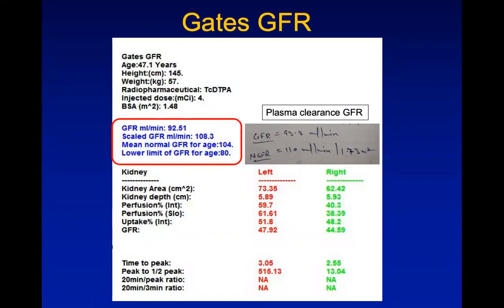In children, it will give you a fallacy. In grossly obese patients, it will give you a fallacy. And once in a while, even in adults, depending on whether the patient preparation and all that has been accurate or not, it can give you false results. So it's good for follow-up, but if you want a really accurate and a guaranteed accurate method, use the plasma clearance method.